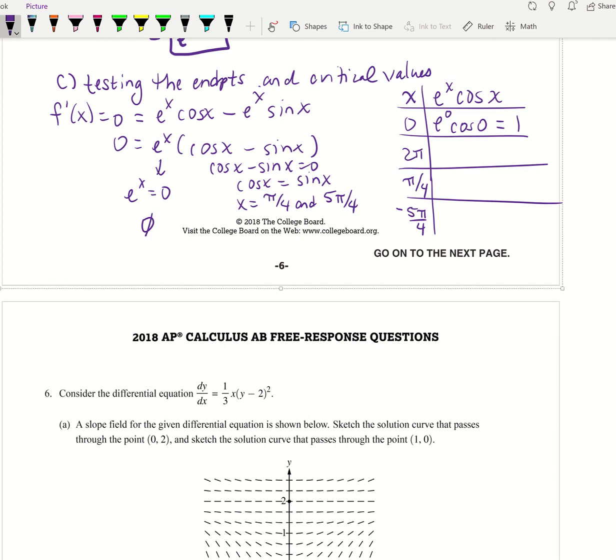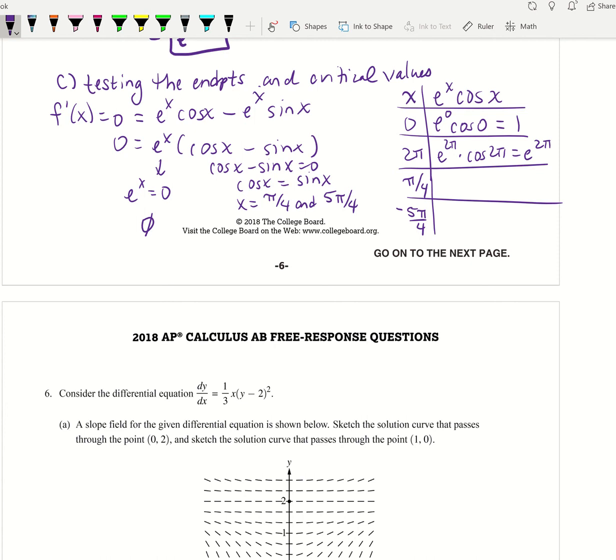When I substitute in 2 pi, I'd have e to the 2 pi times the cosine of 2 pi, which is e to the 2 pi times 1. You might be like, well, what is that? Well, pi is like 3-ish, so this is like a power of 6. e is a little less than 3, so this is like 3 to the power of 6. Huge number. Remember, we're looking for the smallest. Yeah, that's not going to be it.